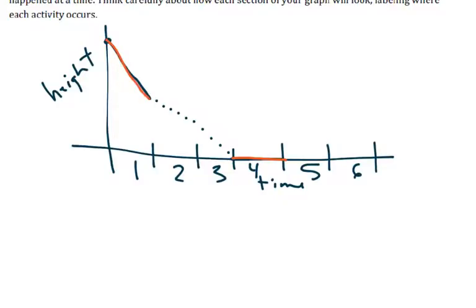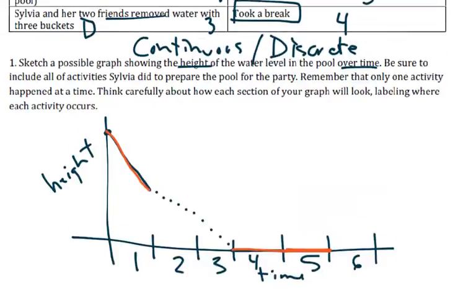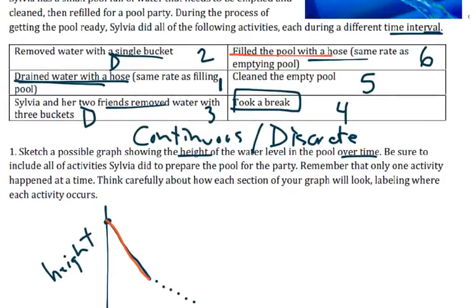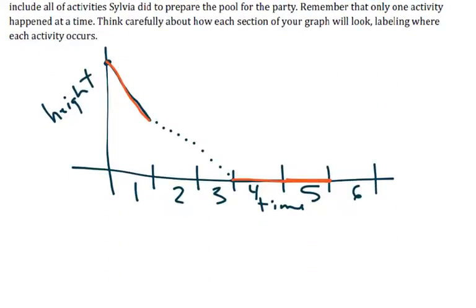Okay. Then they clean the pool. The water level still stays the same because they're just cleaning it. Then it fills up, so it's going to be continuous again. And it says same rate as emptying the pool. So we kind of need to see if we can get our line to be about the same until we fill that pool up. Okay.